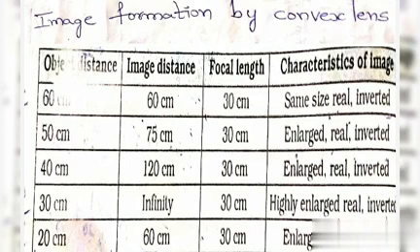Now adjust the screen. Here we can use a sheet of white paper as a screen, otherwise we can take a screen also. Adjust the screen which is on the other side of the lens, meaning the lens will be in the middle, the candle on one side of the lens, and the screen on the other side. Adjust the screen until you get the image on it.